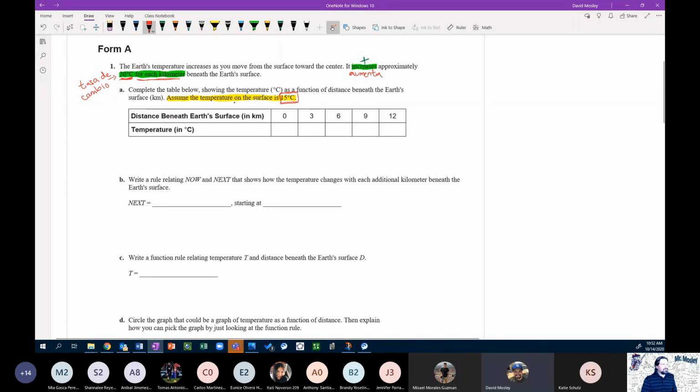When I am on the surface, how far beneath the surface am I? How many kilometers below the surface am I if I am on the surface? I'm going to take a guess and say 0. Yes. Okay. All right. So if I'm on the surface, I am 0 kilometers beneath the surface.